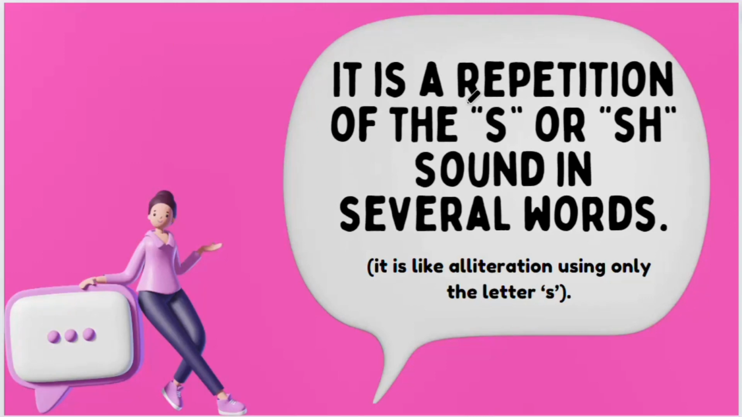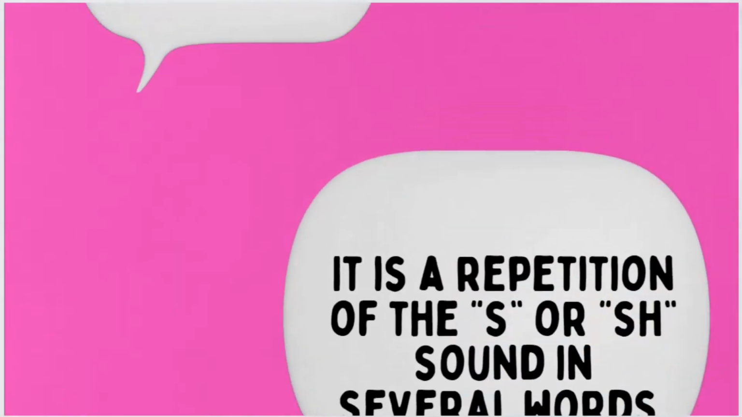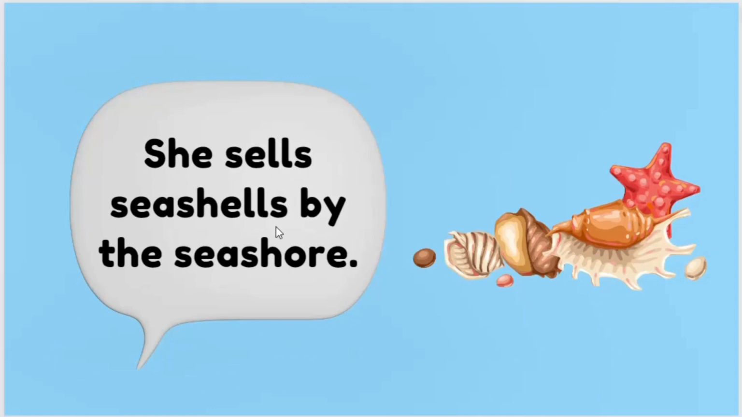Now, sibilance is the friend of alliteration, or you can say cousin. In sibilance, we have the repetition of the s or sh sound in several words. In alliteration, we can have any consonant sound, but in sibilance, we have the repetition of only s or sh sound. These are the hissing sounds, right? For example, she sails seashells by the seashore. Here you can see that we have sh and s repetition. So this is called sibilance. Alliteration with the s or sh sound is called sibilance.